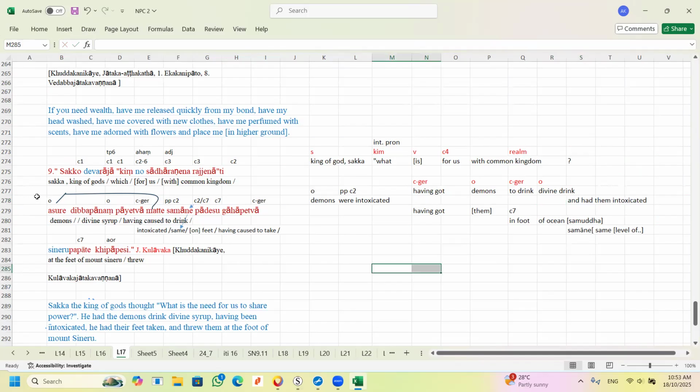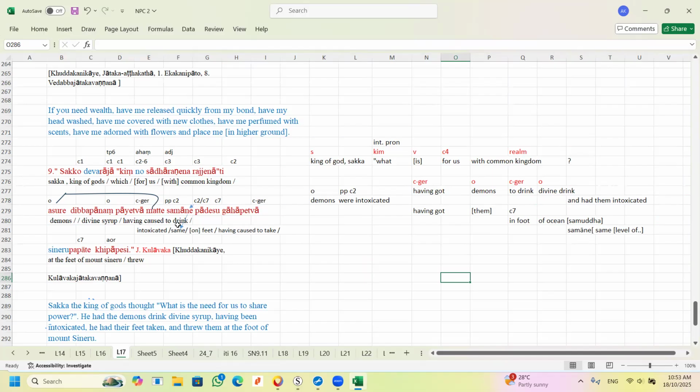Because this line is this and this. This and this. Can you see? This and this. But when I take this and put along "divine drink, I had them intoxicated", so this is not equivalent to this. This is the one I need to explain to you, because otherwise you ask, how do you come up to this? So this is the part.